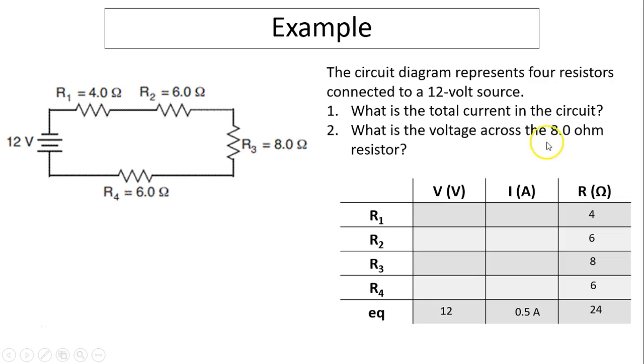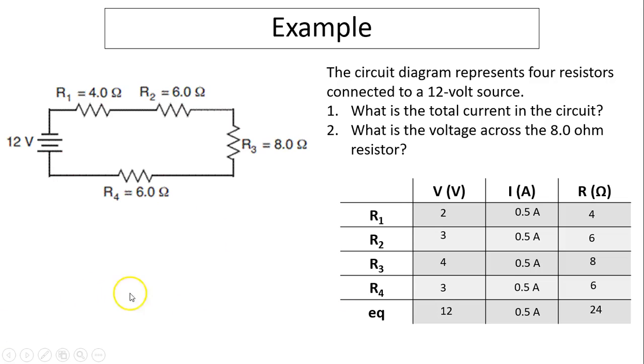Question number 2 is, what is the voltage across the 8 ohm resistor? Since this is a series circuit, all the currents are the same. They are all 0.5. To find the voltage for each one, we simply use Ohm's law. V equals I times R. So 0.5 times 4 gives you 2. Over here is 3. Over here is 4. To check your answer, you can add all of these together, V1, V2, V3, and V4, and see if it equals 12. In this case, it does.